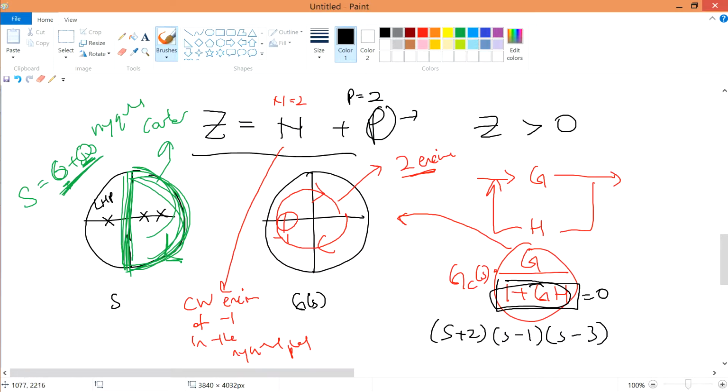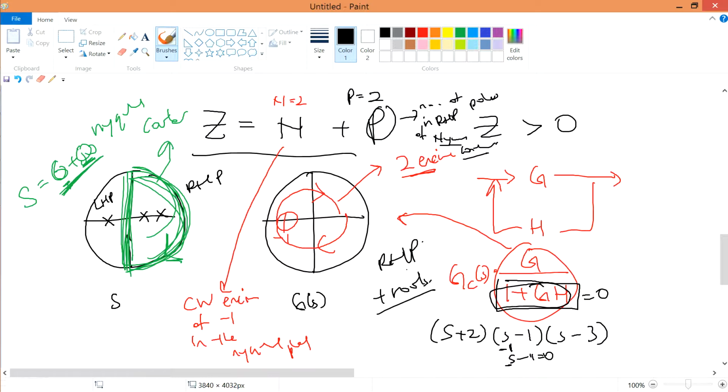P is simply the number of poles in the right half plane of the Nyquist contour, or in other words, in this contour. And why is it in the right half plane? Because for the root s minus 1, if it equals 0, it means that s is equal to 1. If you have a positive root, this means that it's inside the right half plane. That's the meaning of it.